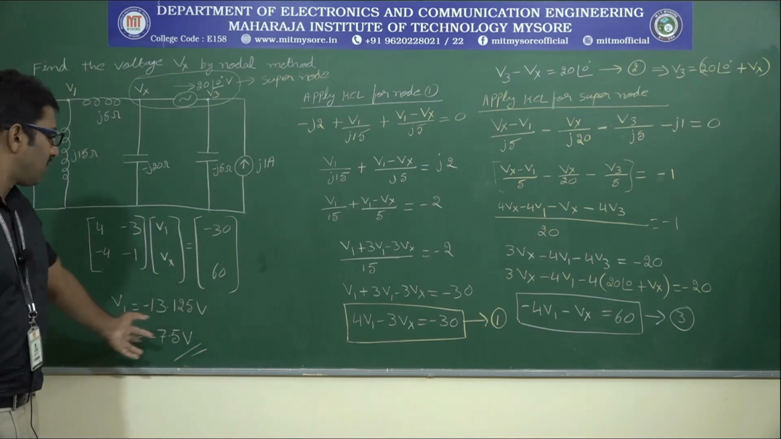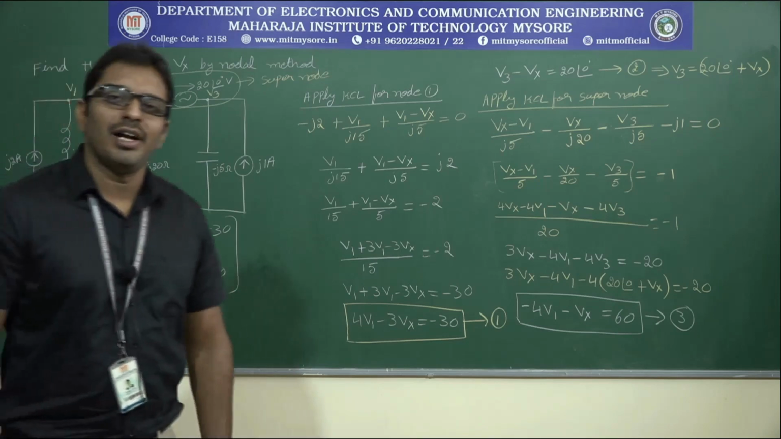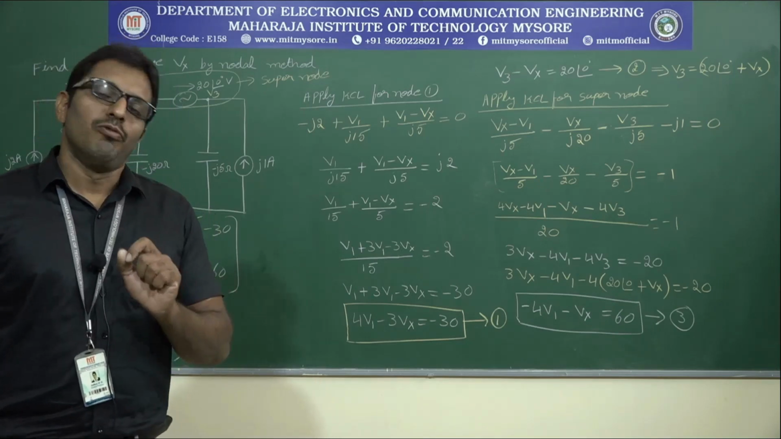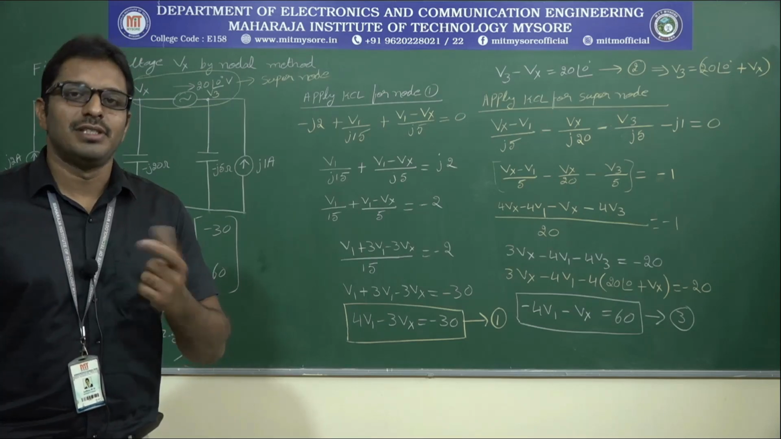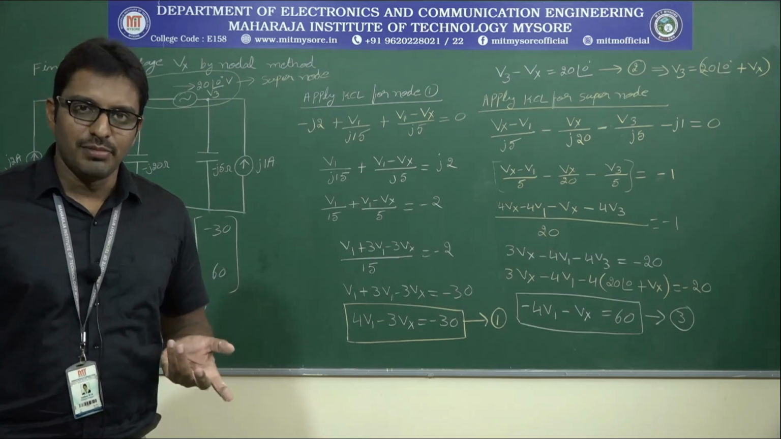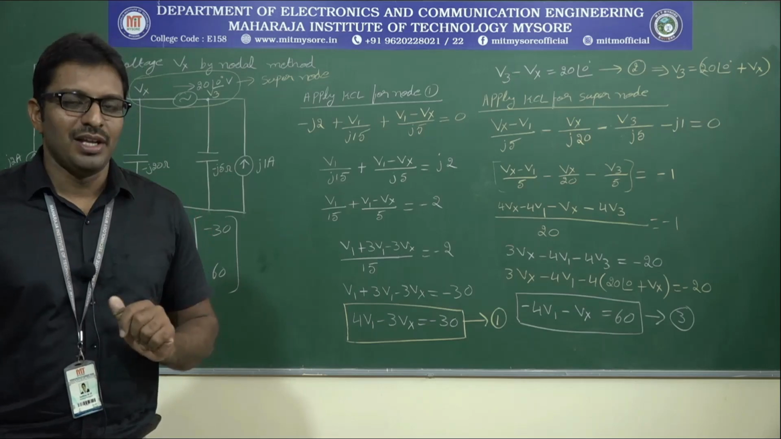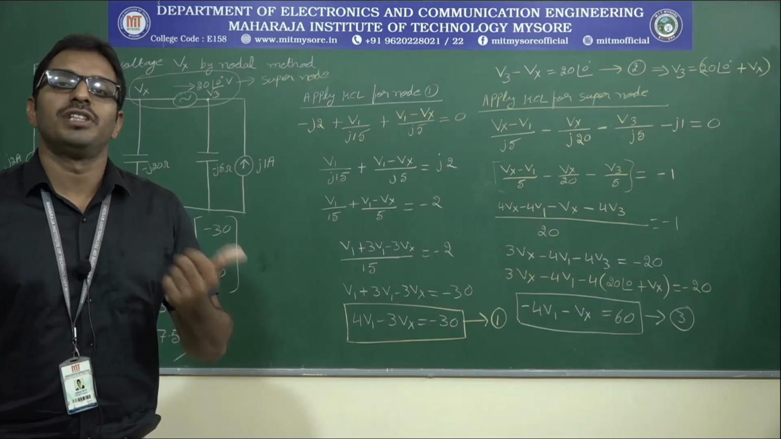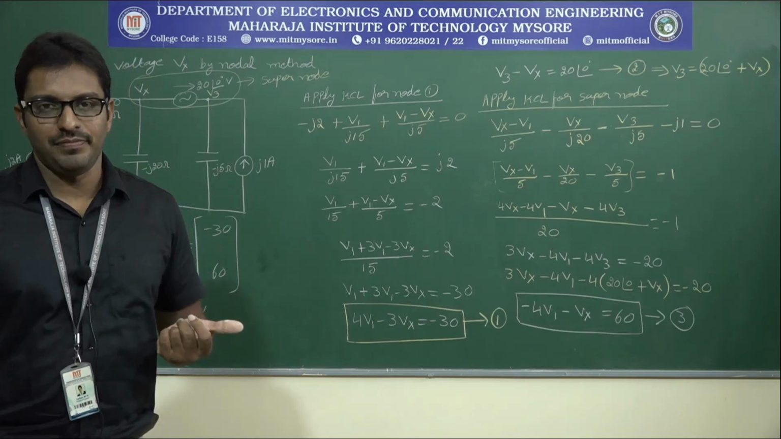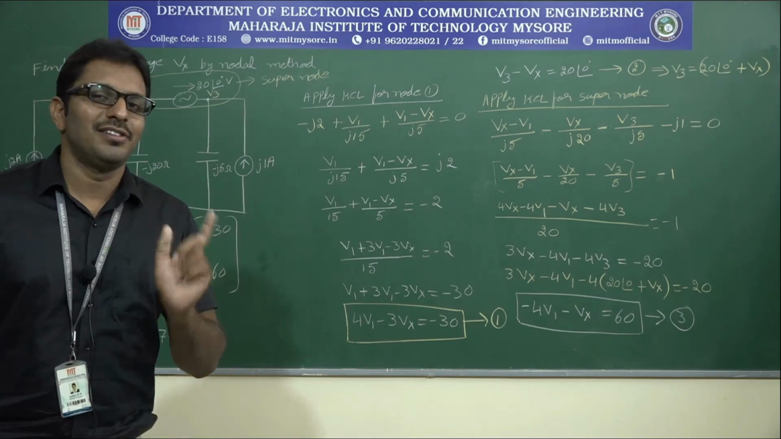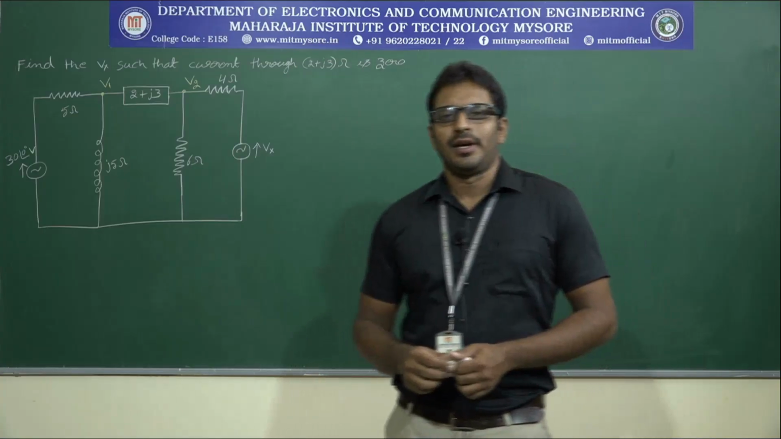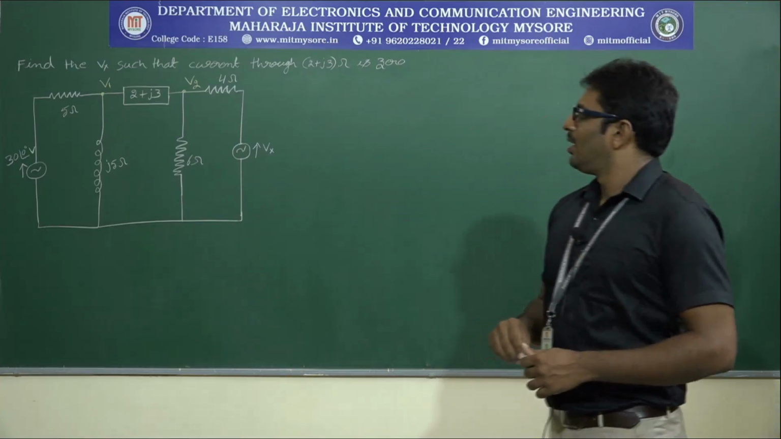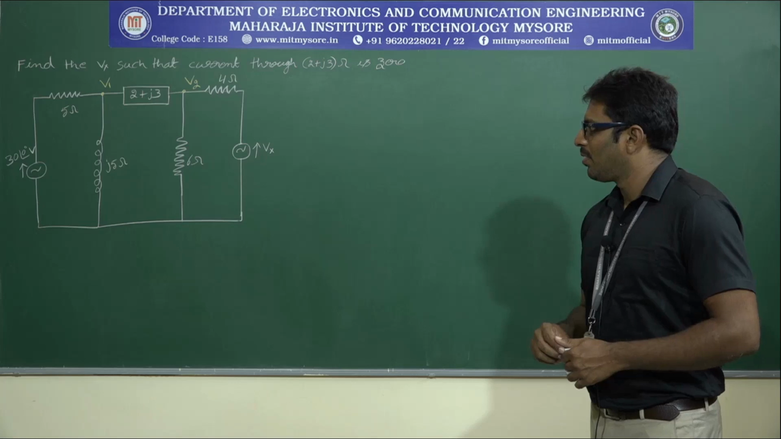Therefore, Vx is equal to minus 7.5 volts. Listen, voltage can never be negative. If you get a negative voltage value, it means the assumed polarity is wrong. The actual polarity is opposite to our assumed direction. So the polarity is not plus to minus, it is minus to plus. Okay, now we can solve another type of problem.